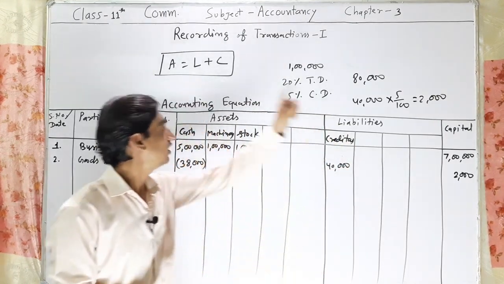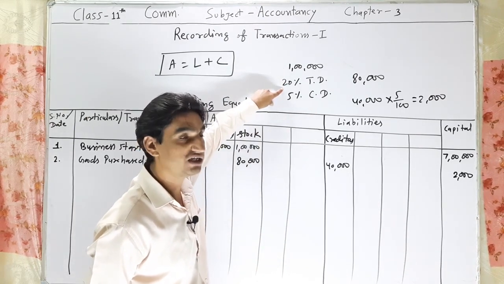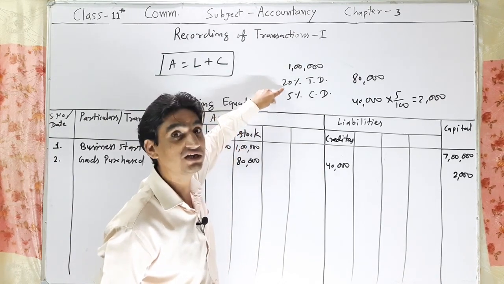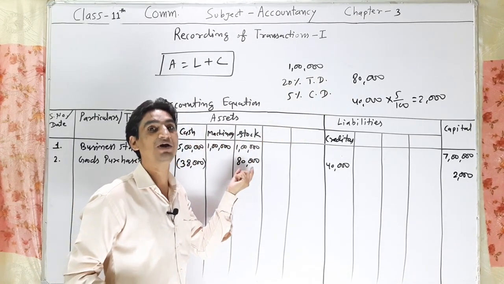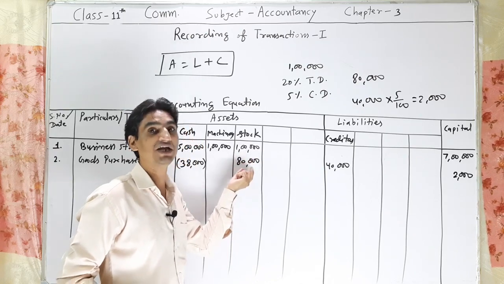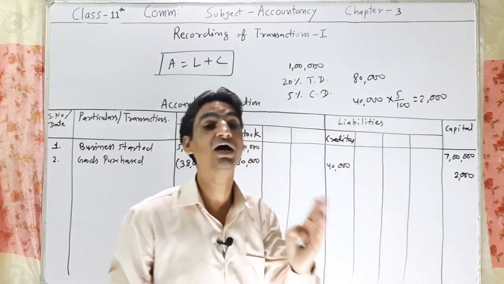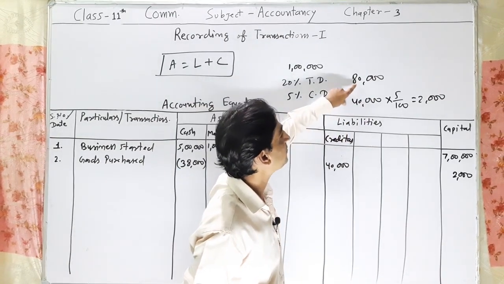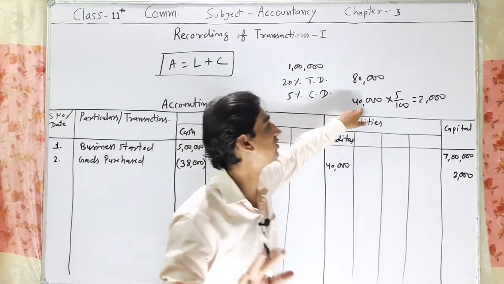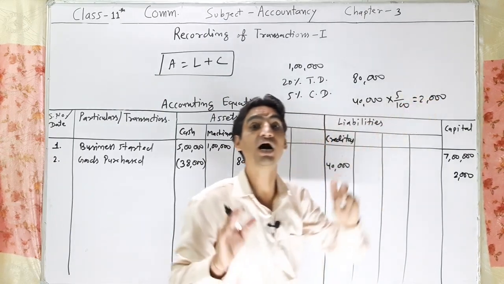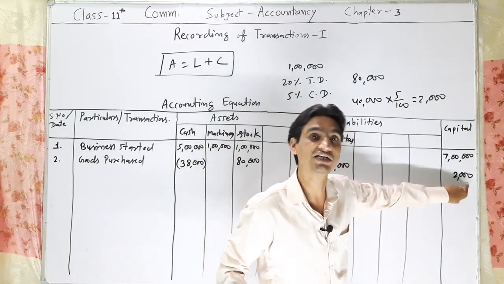But again, the total purchase value is rupees 1 lakh. 20% discount on purchase is 20,000. After deducting 20,000, the purchase transaction is rupees 80,000. So stock value will be increased by rupees 80,000. We have added rupees 80,000 in stock. 50% amount paid at the same time and allowed 5% discount. 50% of rupees 80,000 is 40,000, and allowed 5% discount, that is 2,000. Discount is our income. That's why it will be added in capital.